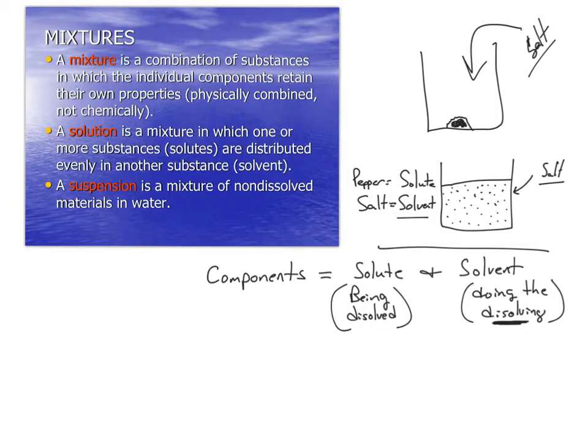And a suspension is a mixture of non-dissolved materials and water. So that means they're not dissolved. You can see them. You can see the different components clearly. So what do I mean by things seem to go away? That something is dissolved, right? And why do I say it's not a chemical reaction? Why do I say it's not actually gone away?